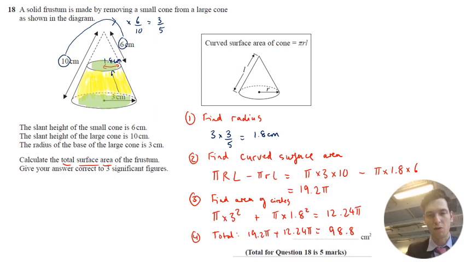So just to go over that one more time, my first step, I usually have to do this in a frustum question, is to find a missing length using scale factor. My second step was I found the curved surface area by taking away the small cone from the big cone. My third step, I added on my two circles. And then my fourth step, I added the two bits together. Tricky 5-mark question there. Let's move on.